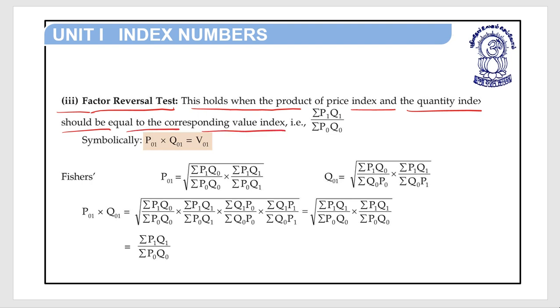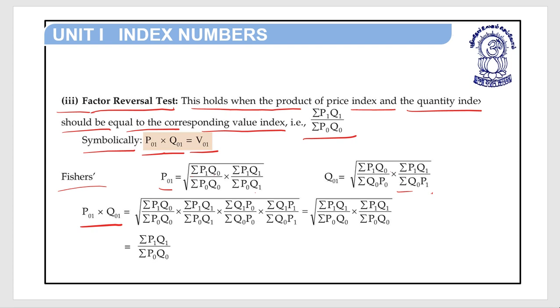Sigma P1 Q1 upon sigma P0 Q0. Symbolically, P01 into Q01 is equal to V01. Fisher's P01 is equal to under root of sigma P1 Q0 upon sigma P0 Q0 into sigma P1 Q1 upon sigma P0 Q1. Q01 is under root of sigma P1 Q0 upon sigma Q0 P0 into sigma P1 Q1 upon sigma Q0 P1. Now put this into P01 into Q01.